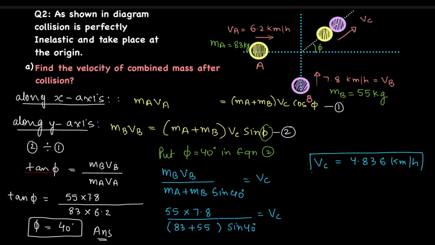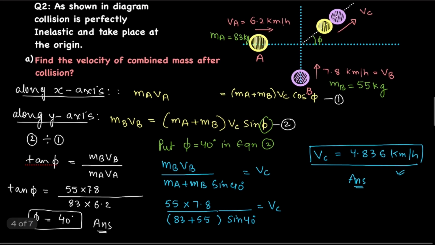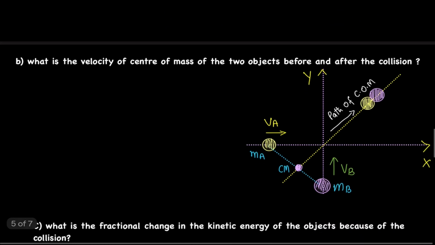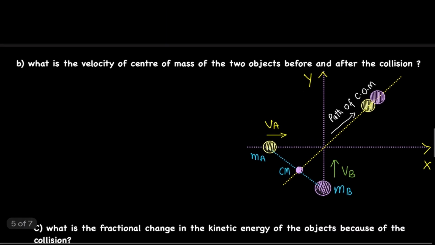So obviously, if you are not allowed to use the calculator, the tan of phi value and sine of 40 degree must be given to you in your question. Okay, so this is our answer for this part. Let's move to part B. What it says: what is the velocity of center of mass?